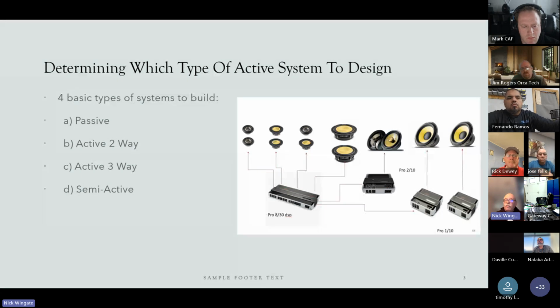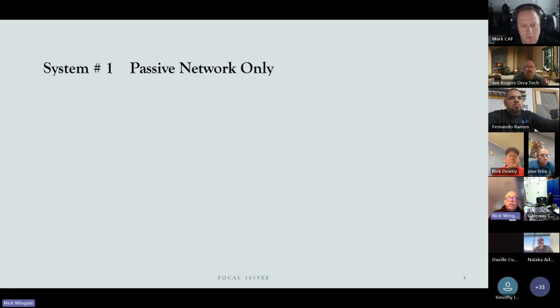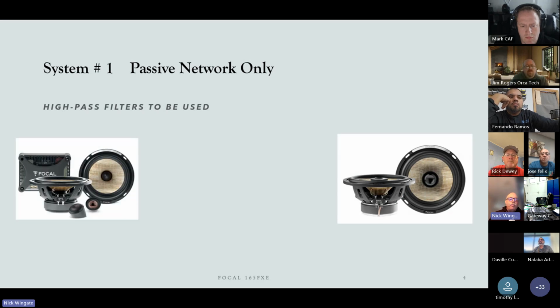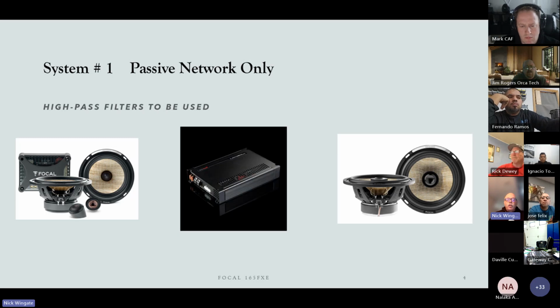So the goal is for everybody to be a little more comfortable to be able to design and actually build something like this. So system number one, we're going to be using our passive networks only. And this is where we're going to use basically only the high pass filters. So this is where we have coaxials, we have separates. You can see the passive network in the 165 FXE. And this is where you would be using a Mosconi, such as a Mosconi 140-watt DSP.